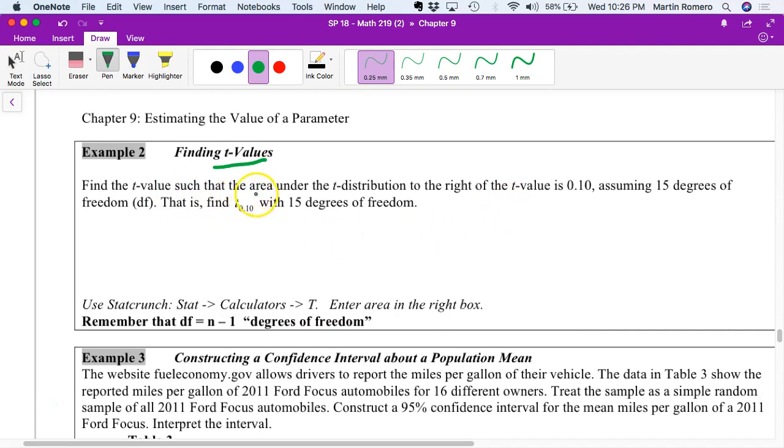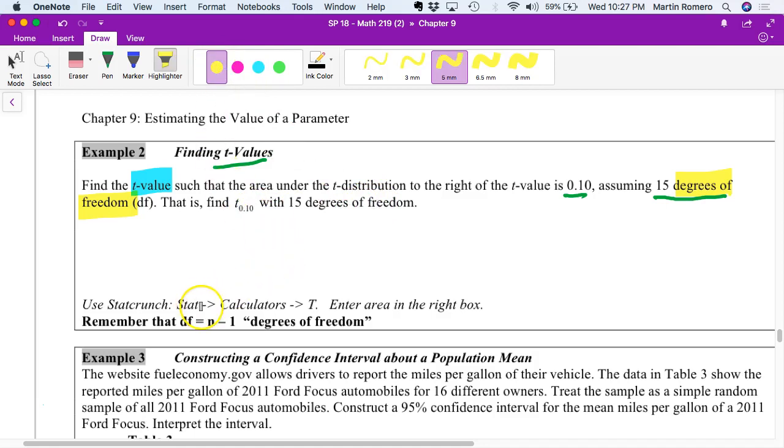Find the T value such that the area under the T distribution to the right of the T value is 0.10, assuming 15 degrees of freedom. That's another new term that we're going to be throwing around. Degrees of freedom, T value, some new values for us. They're similar to the Z value, but we're dealing with the sample mean, and so we have to use a different value. So first thing is find the area to the right, 0.10, assuming 15 degrees of freedom. That is, find T 0.10 with 15 degrees of freedom.